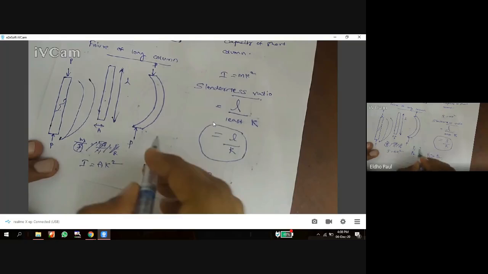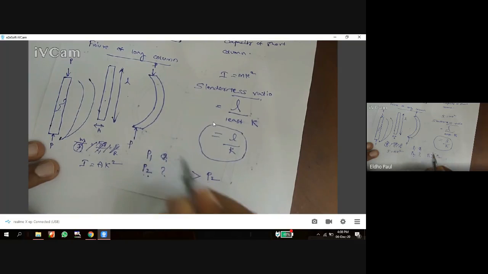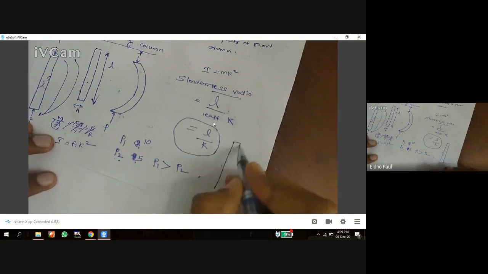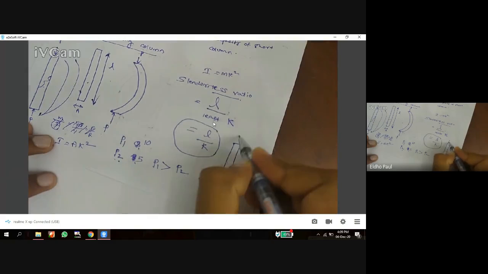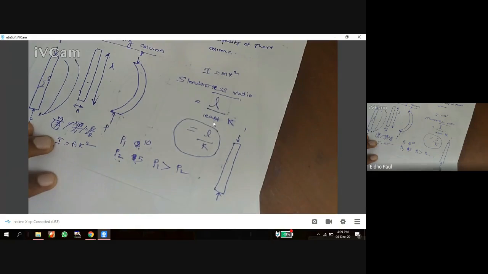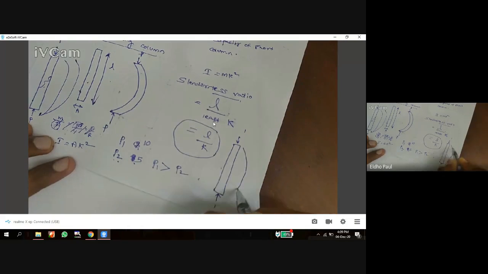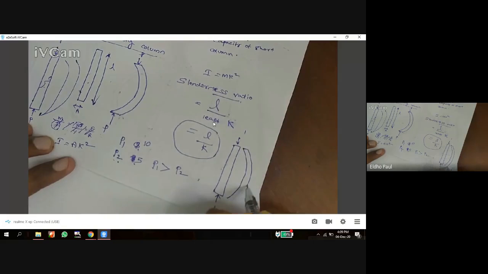For example, here I am taking P1 equal to 10 and P2, the buckling failure load, equal to 5. So I take this long column. Initially I give 1 Newton load. There is no failure. 2, 3, 4, 5. When I apply 5 Newton load, it starts to buckle.